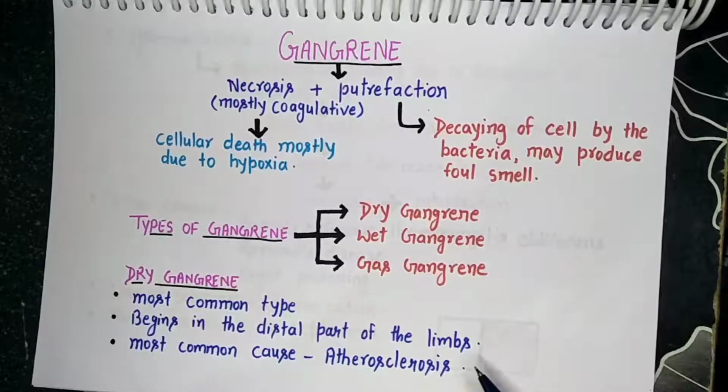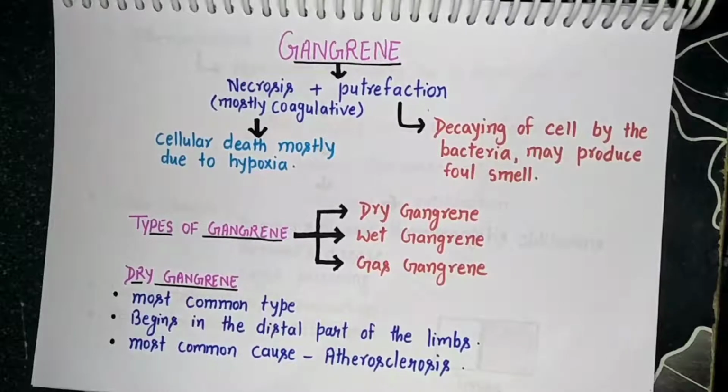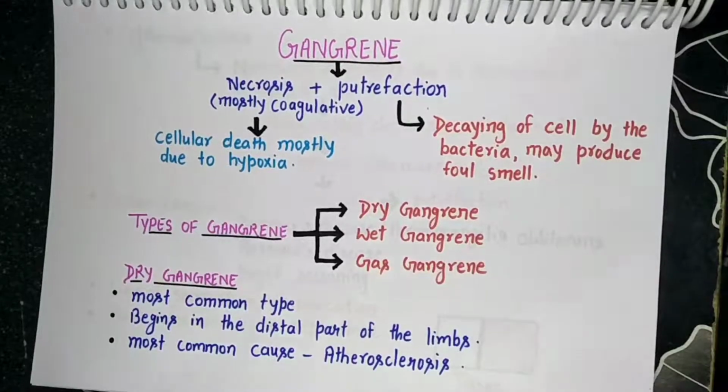the limbs. Distal part of the limbs means the part of our limbs that is away from our main body, like our fingers, forearm, toes. These are all the distal parts of the limbs. And the most common cause of dry gangrene is atherosclerosis.